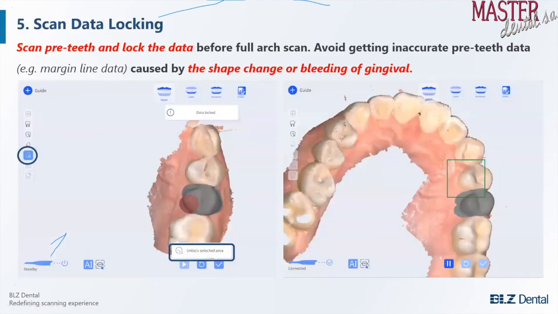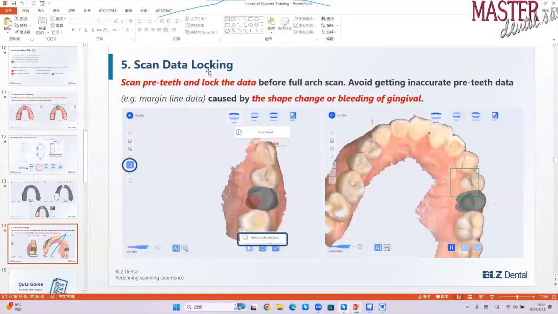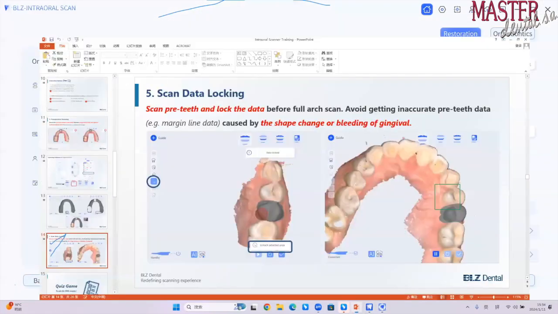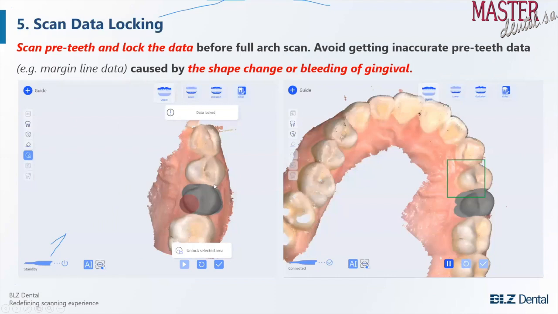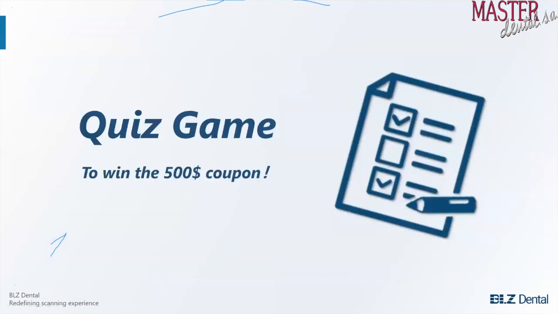Okay, so it's very quick that we finish all 5 new functions. Scan data locking is very important for the dentist, and it's very useful for us to scan cases. After the 5 functions, we can have another quiz game, and you can also earn the opportunity to win the 5 USD coupon.